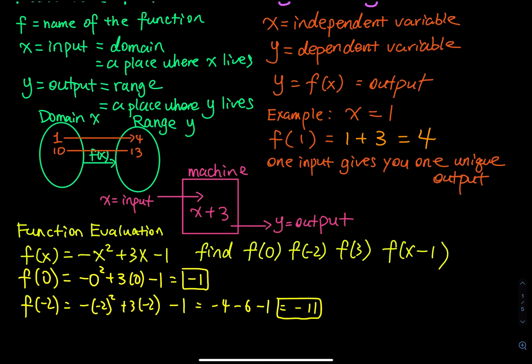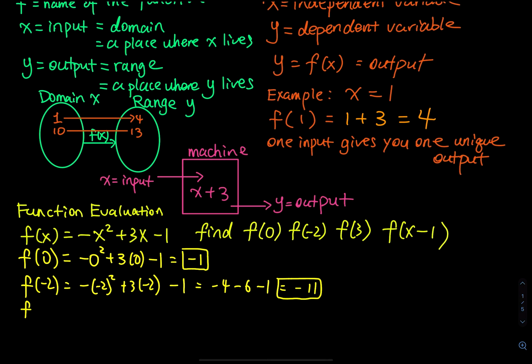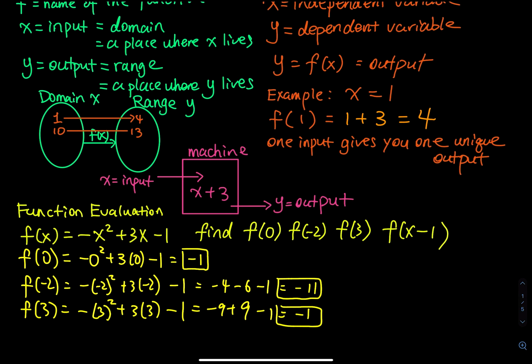All right, how about 3? When x equals 3, so f of 3, you have negative 3 squared plus 3 times 3 minus 1. This is negative 9 plus 9, which is 0. 0 minus 1, you get negative 1.